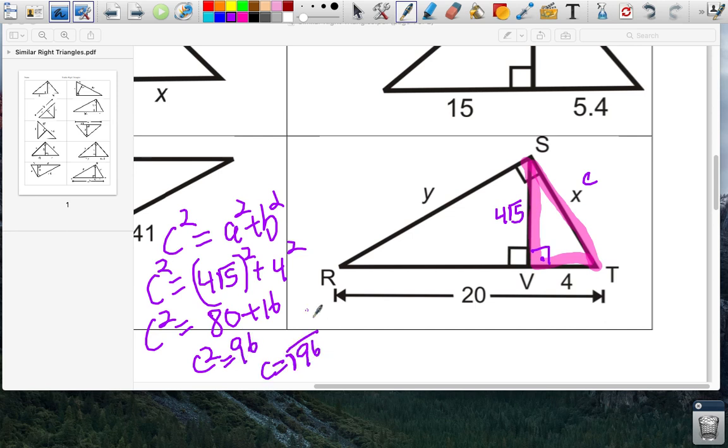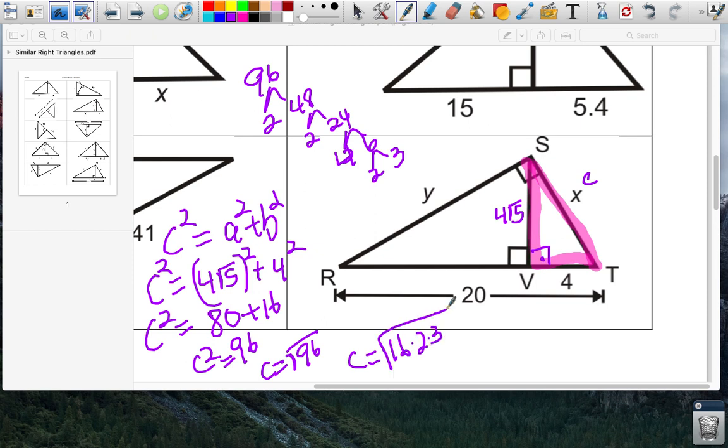And can we break 96? You can write 96 as 2 times 48, 4 and 6, and that's 2 and 3. So the square root of 96, I can rewrite as the product of 16 times 2 times 3. And that ends up being 4 square root of 6. So this guy becomes 4 square root of 6.